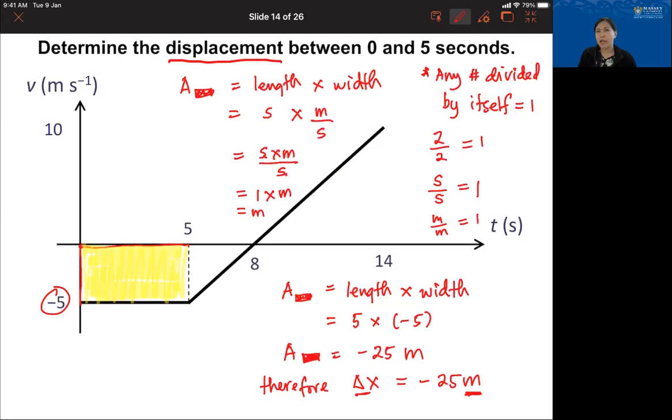Cool. Right. Meters per second squared will be the acceleration. That's when you get the slope. For displacement, the unit is meters. Good. All right. So, a relatively simple geometrical shape, a rectangle.